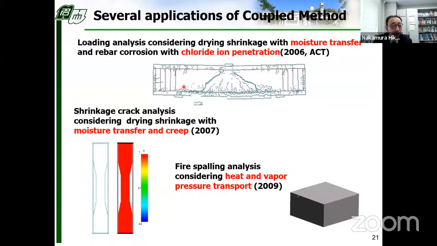the spalling behavior occurs. This is a shrinkage crack analysis concerning drying shrinkage with moisture transport and creep. So we can observe the drying from the crack. This is a fire spalling analysis concerning heat and vapor pressure transport.